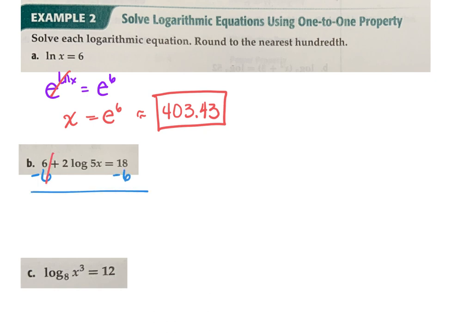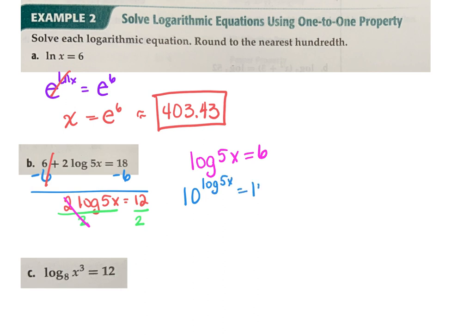That's going to cancel on this side. I have 2 log of 5x equals 12. Then I am going to divide both sides by 2 to get rid of that. Cancels there. I have log of 5x equals 6. Now, if I do not see a base and it is log, what is my base of my common log? 10. So I am going to take both of these with the base 10. 10 to the log of 5x equals 10 to the 6th.